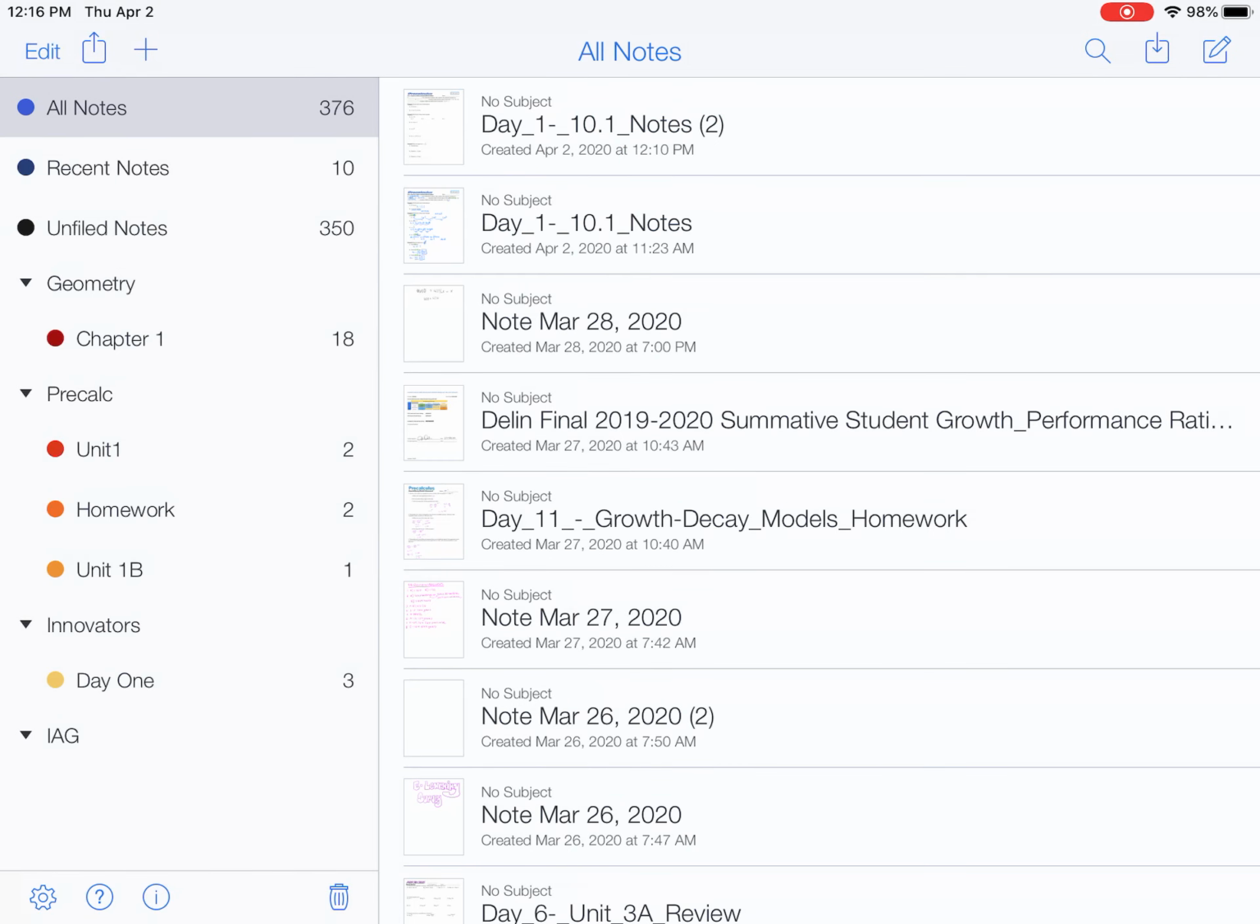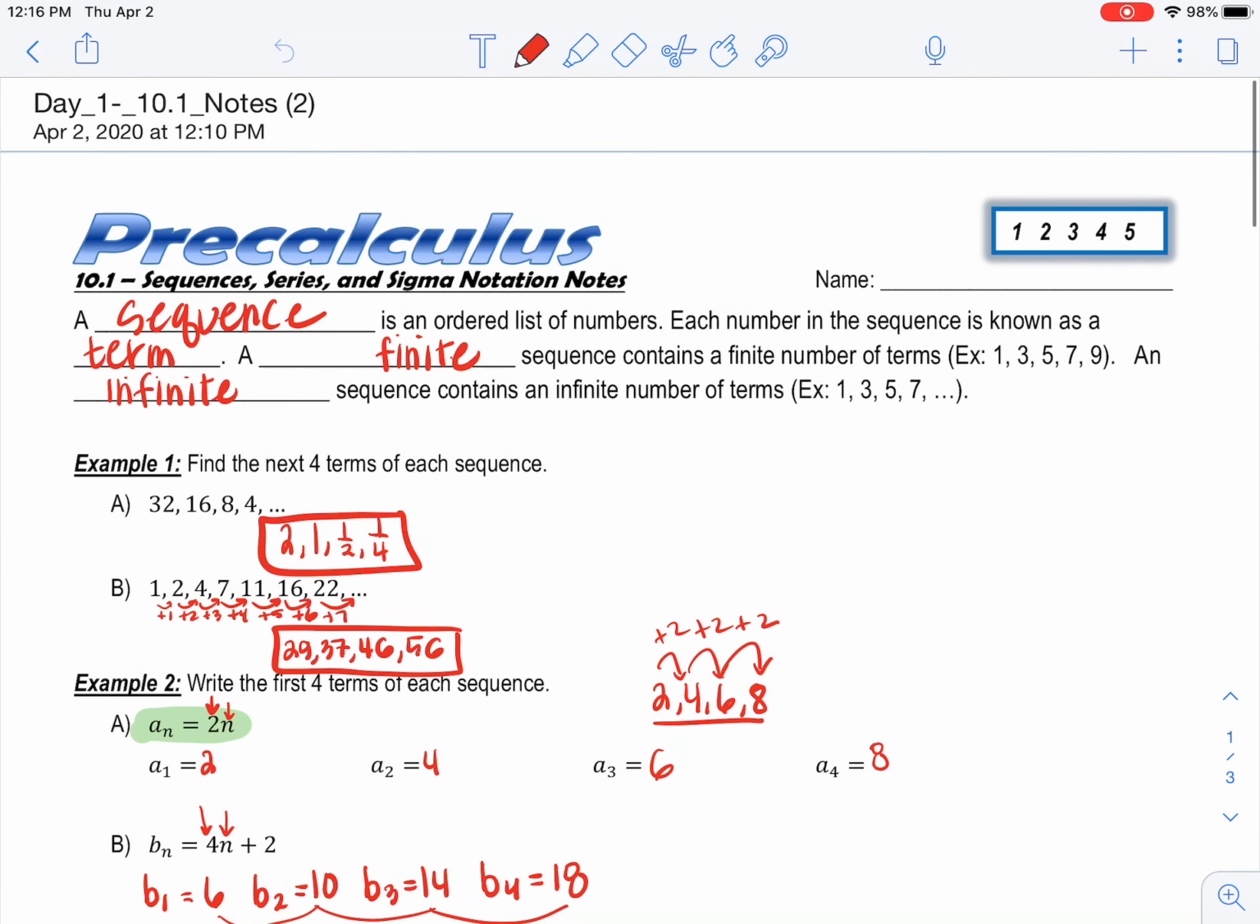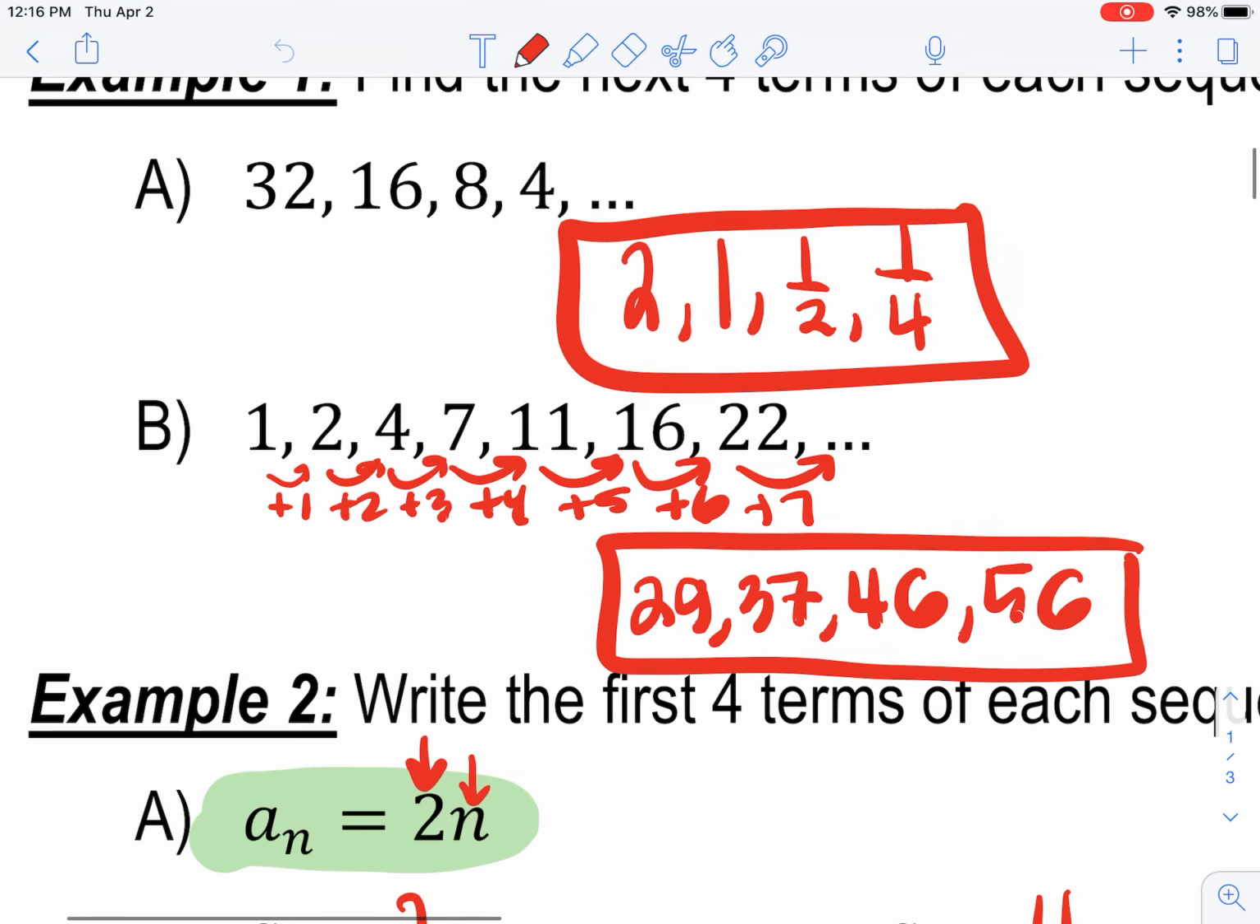But if you look back at our first example, where it was half, this would be an exponential function with the base of 1/2.